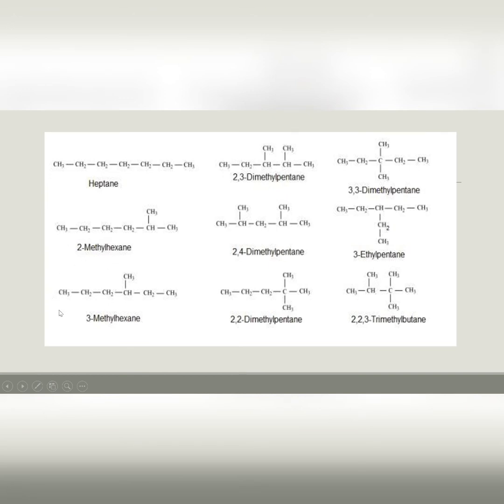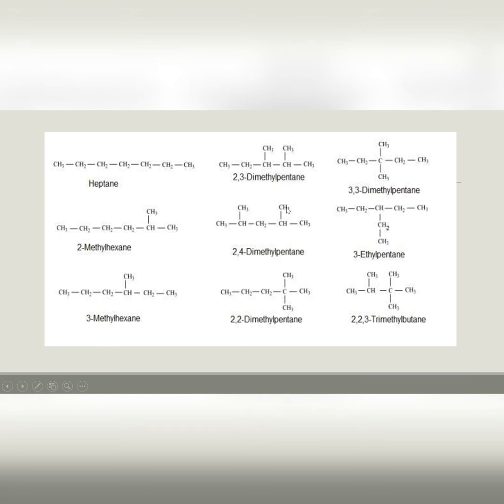For the third one, there is one branch on the third carbon from the right. So, the name is 3-methyl, and from the main chain, there are 6 carbons. So, the name is 3-methylhexane. The fourth and the fifth are similar. There are branches on the second carbon from the right, but in the fourth, there is a branch on the third carbon. Meanwhile, in the fifth, there is a branch on the fourth carbon.